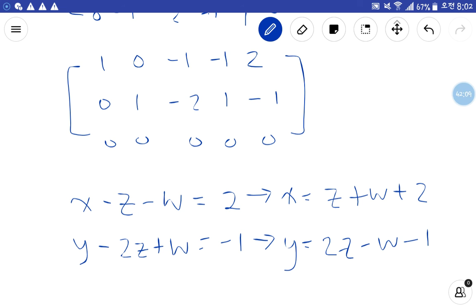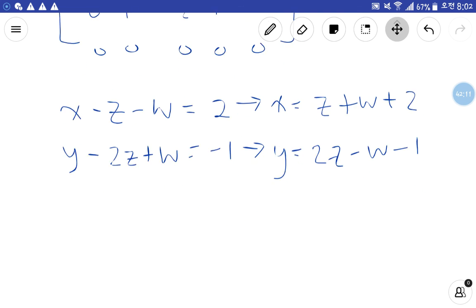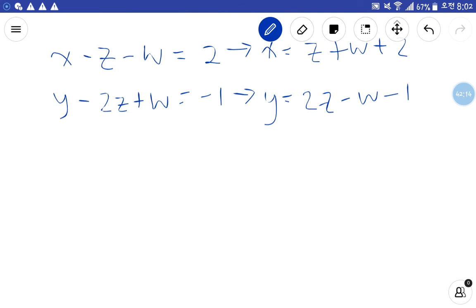Alright, it looks good. Now you can make the ordered quadruple, which is z plus w plus 2 for x, 2z minus w minus 1 for y, and z and w. So your answer is infinitely many solutions.